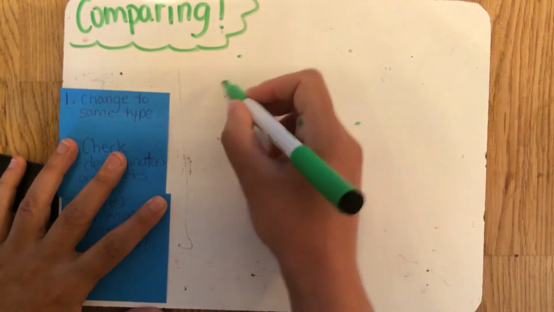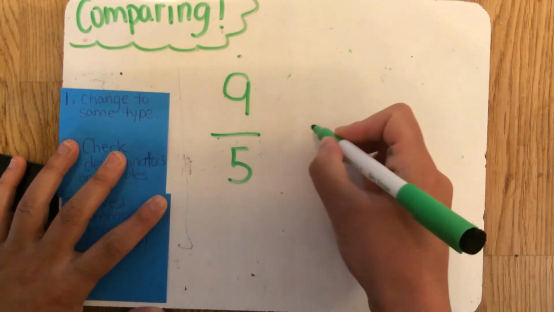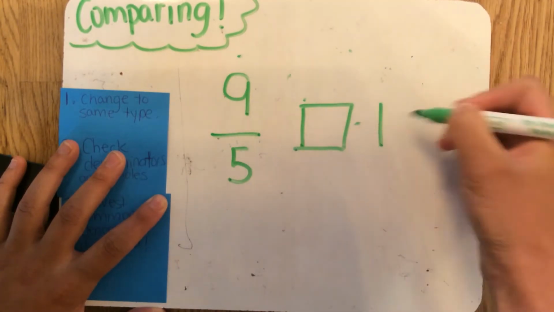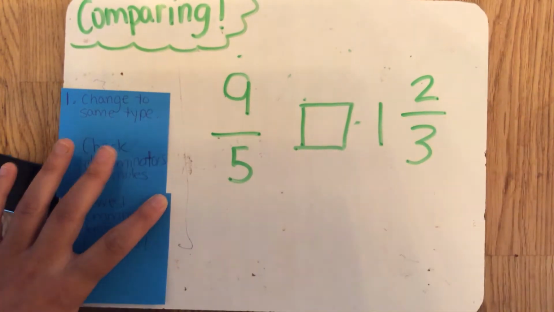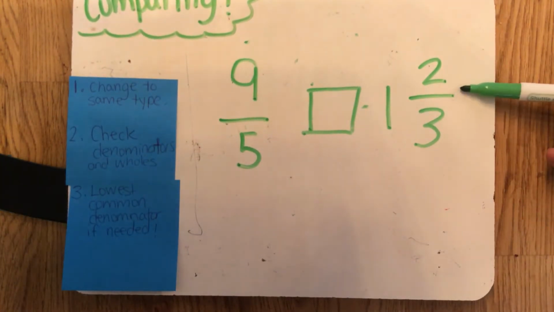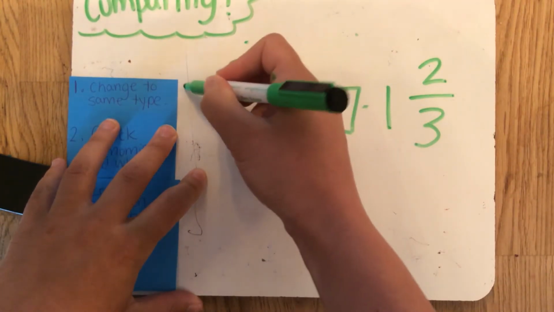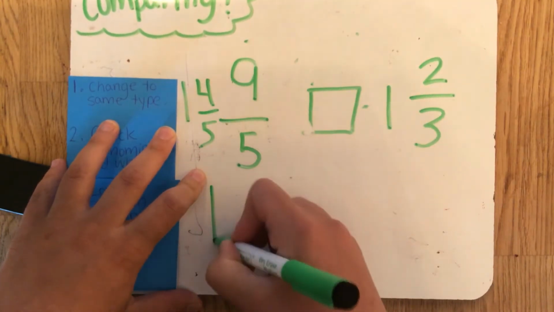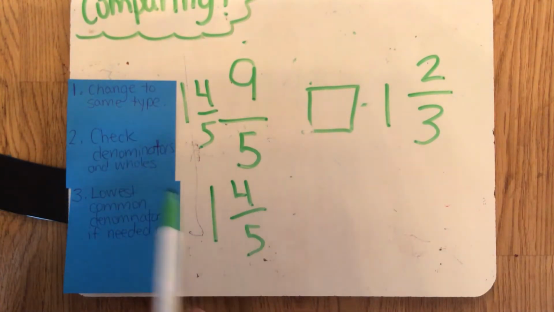Okay, so let's do 9/5 versus 1 2/3. So let's change them into mixed numbers this time. This one's already mixed, so we're going to leave it. And 9/5 would become 1 4/5. I'll write it underneath so you guys can see a little better. 1 4/5. Okay, so we changed them both to mixed numbers.